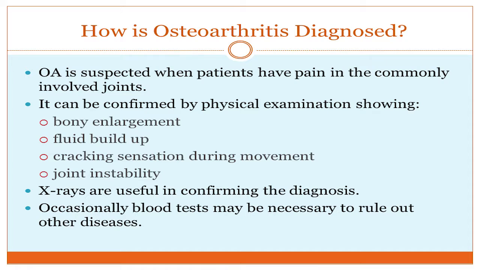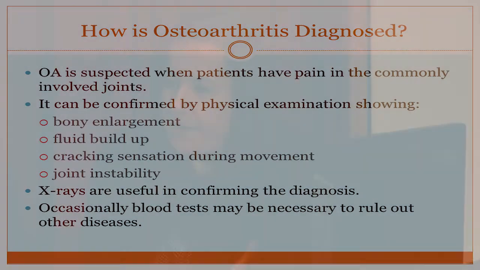Okay, so how is osteoarthritis diagnosed? So we suspect it when people have pain in the commonly involved joints, pretty straightforward. It can be confirmed by physical examination, which can show bony enlargement, firm kind of bone spurs that we see on the joints, fluid buildup, water on the knee, swelling can be seen. When we check the way the joints move, we can feel a cracking or a creaking sensation, which normally shouldn't be there if the knee or the joint is particularly bad. We can even hear it. And there could be evidence of instability in the joint on exam as well.